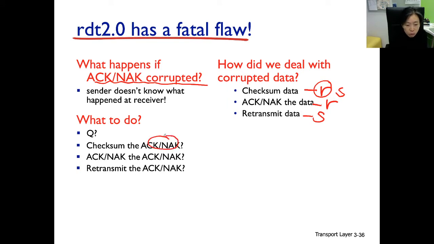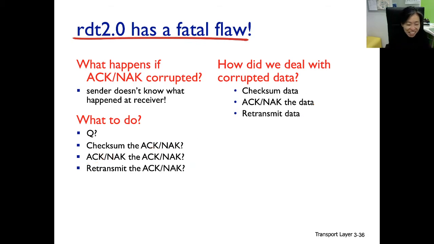So ACK, NACK corrupted. There's potential. So why don't we do a checksum on the ACK, NACK? So the receiver there adds a checksum for the ACK, NACK. The sender there checks if the checksum matches. And the sender, upon seeing a mismatch, sends a NACK for the ACK or NACK. If it's a match, it sends an ACK for the ACK or NACK. Therefore, the data receiver there can retransmit the ACK and NACK. Oh, makes sense.